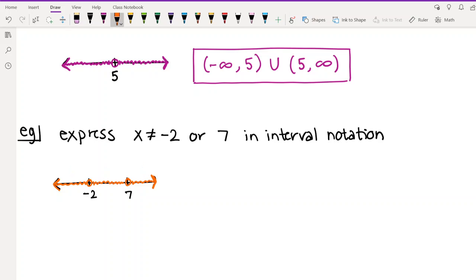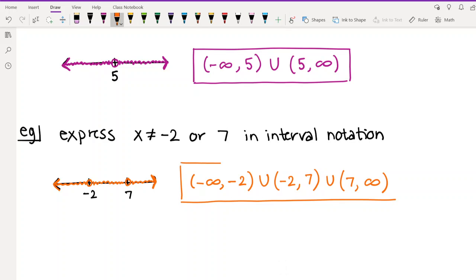So let's just go left to right. What is the first interval going to be? Well, it's going to be -infinity up until -2. And then we put a parenthesis because we're not including -2. The next interval, so now we put a union symbol, right? And then the next interval is everything from -2 to 7. And then the next interval is everything from 7 to infinity. And so we have 3 intervals and we just connect them together with the union symbol.